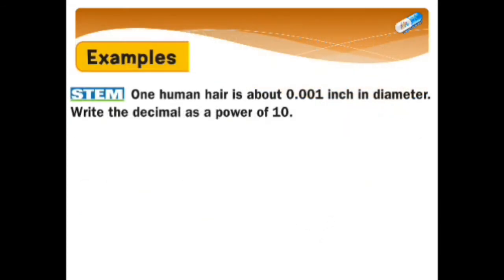Examples: one human hair is about 0.001 inch in diameter. Write the decimal as a power of 10. We can read 0.001 as 1,000. So 0.001 can be written as a fraction as 1 over 1,000. And the 1,000 is 10 power 3. So 1 over 1,000 can be written as 1 over 10 power 3.